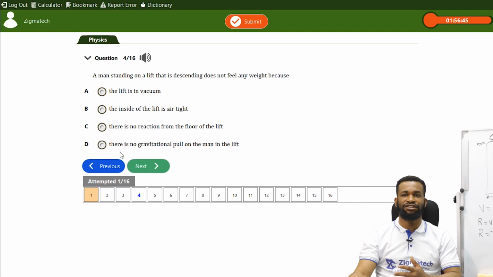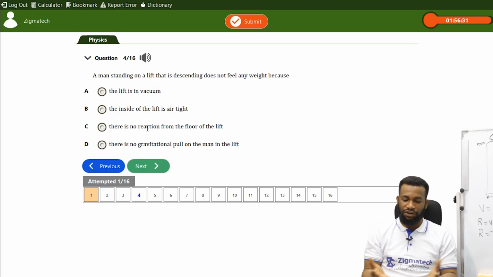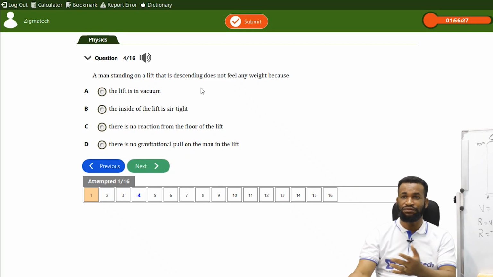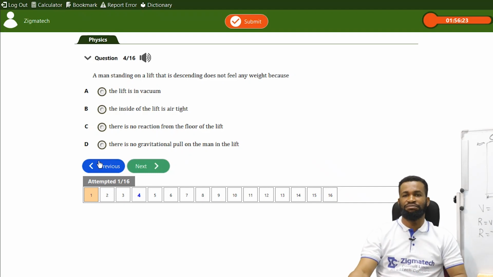Very likely. Let's look at option D first. There is no gravitational pull on the man in the lift. Never. D cannot be it. B cannot be it. A cannot be it. Option C is the best. He said, there is no reaction from the floor to the lift. Of course, that is the reason why the man does not feel any weight, because there is nothing from the ground reacting on him.